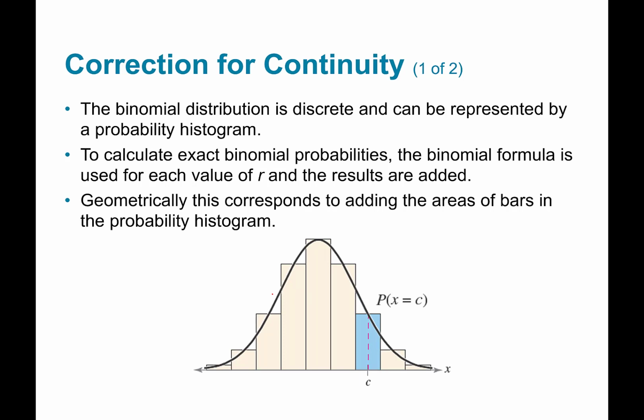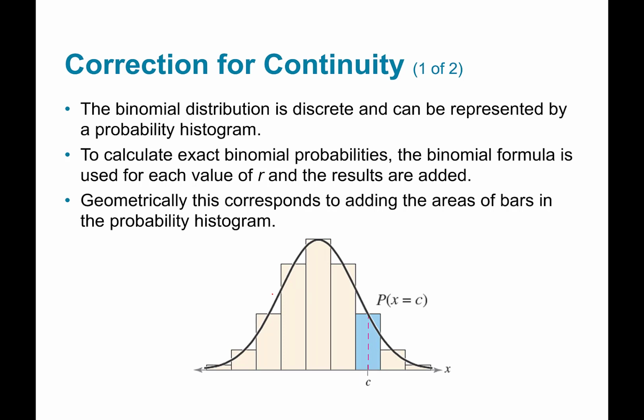Okay, so now that we know when we can use the normal distribution to approximate a binomial distribution, let's talk about the how. We know that the binomial distribution is discrete, so it can be represented by a probability histogram. To calculate exact binomial probabilities, the binomial formula would be used for each value of r, and then we add those results up. Typically that corresponds to areas of bars in the probability histogram.